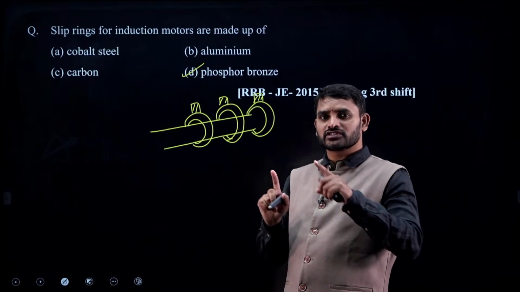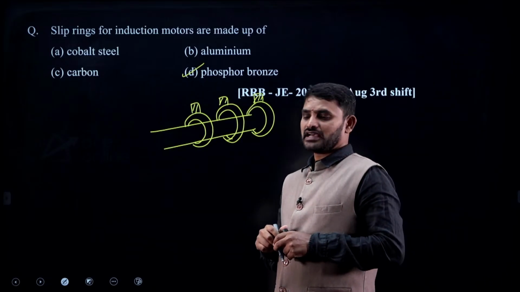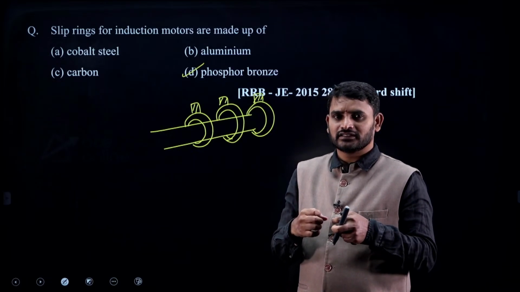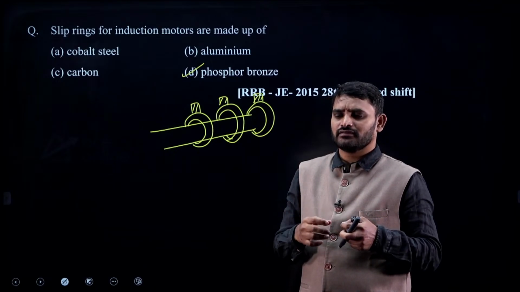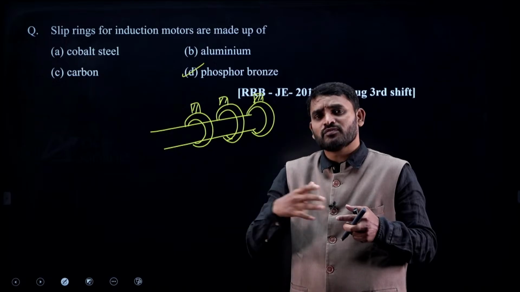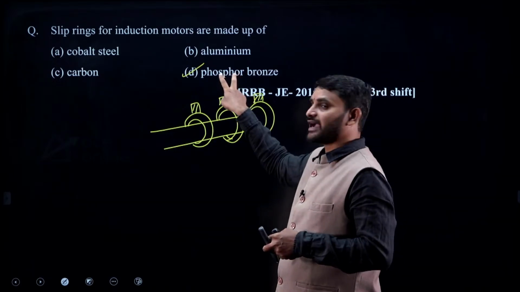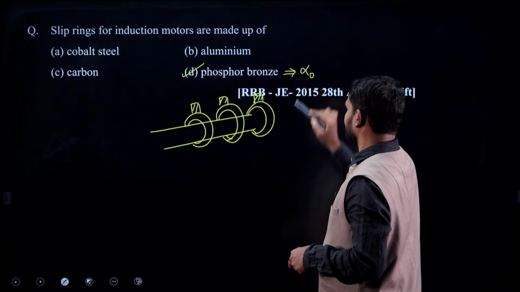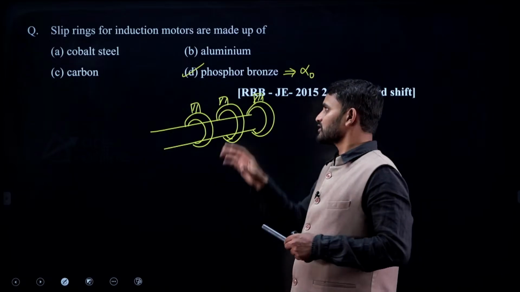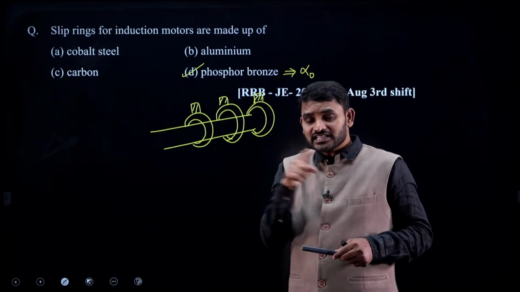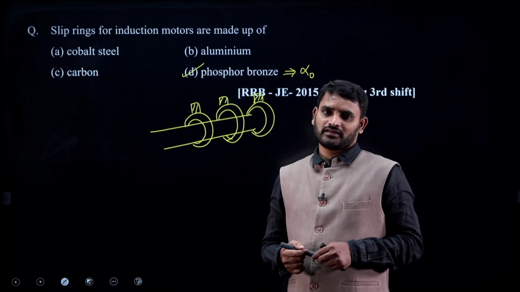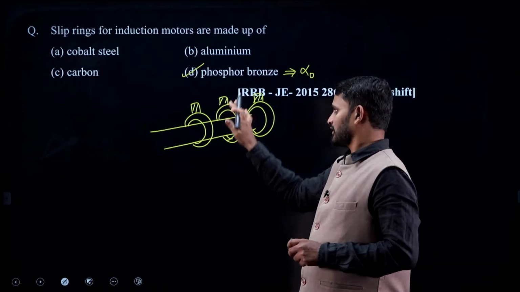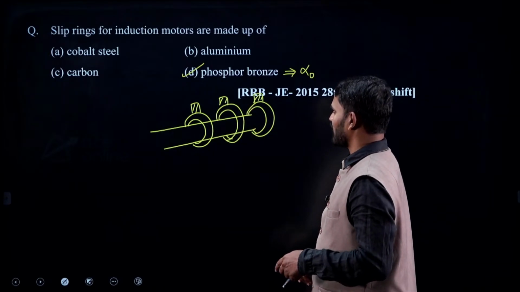The same material is used for designing springs also, because it will not allow a change in resistance. Even though it is carrying current and there is temperature production, there is not much change in the resistance, because the material has a low temperature coefficient. This material has a low alpha naught, so the resistance will not change. Because of that reason and its good conductivity, we generally use phosphor bronze.